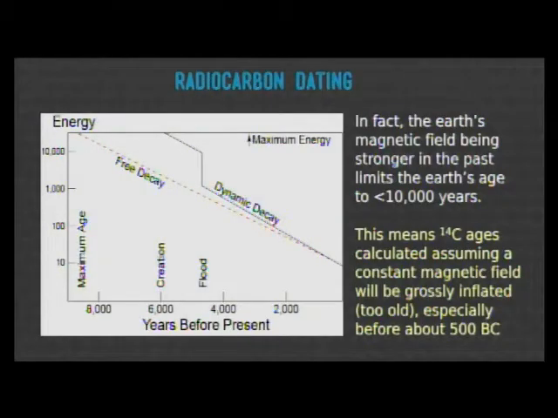So the Earth's magnetic field, therefore, being stronger in the past, limits the Earth's age to less than 10,000 years, depending whether we have a dynamic decay model or a free decay model. And of course, there'll be changes during the flood. It goes back, the Earth could only be 10,000 years old at the very most. Otherwise, the Earth's magnetic field would have been stronger than that of a magnetic star. So, as I said before, this means calculating radiocarbon ages, assuming a constant magnetic field, and therefore a constant carbon-14 production rate, will grossly make the ages older than what they should be, especially beyond about 500 BC.